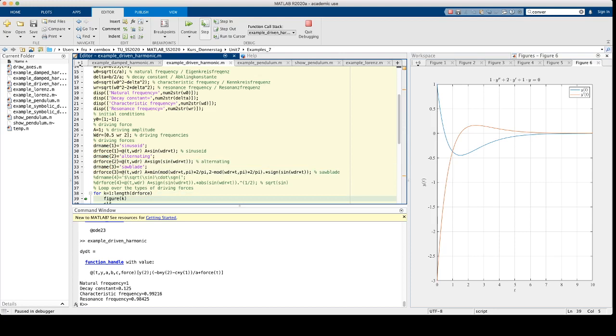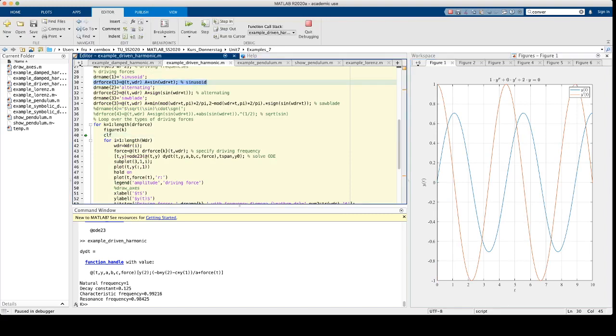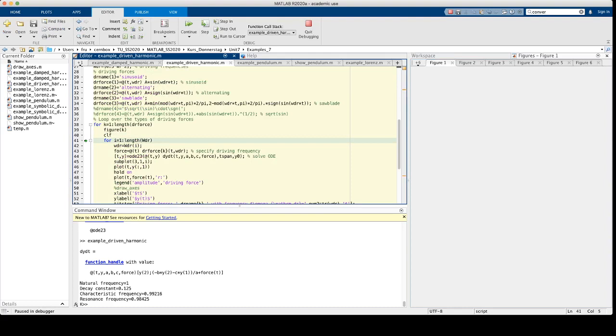So first we have a loop over the different types of driving force, and for each driving force we have a loop over the 3 driving frequencies. So we choose one of the driving frequencies in line 42. We specify the driving frequency by substituting the chosen driving frequency in the handle of the driving force. Force is now a handle that depends only on t.